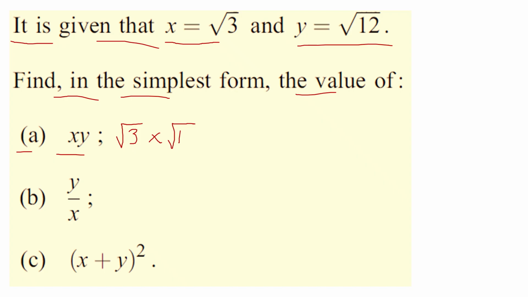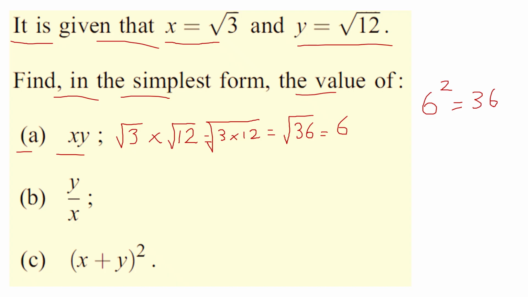Now, there's a special rule for surds. When I'm multiplying surds, I can write it under one square root. So this is the square root of 3 times 12, which of course is root 36. And the square root of 36, guys, we should know is 6, because 36 is a square number, and 6 times 6 is of course 36. So the square root of 36 is 6.